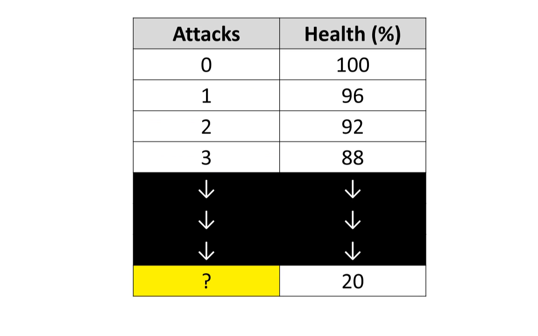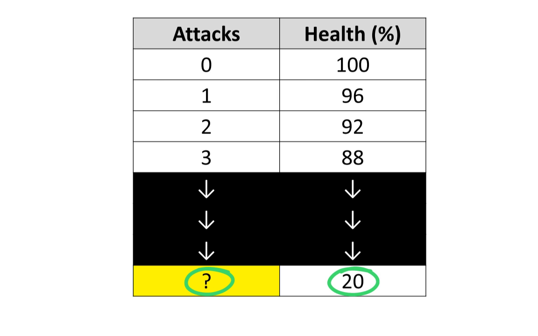I've represented this situation with a table of values. We want to extrapolate the number of attacks you can sustain before your health decreases to 20%. Now, you could use a table of values to predict this, but it would take a long time. There must be a faster way, and there is.